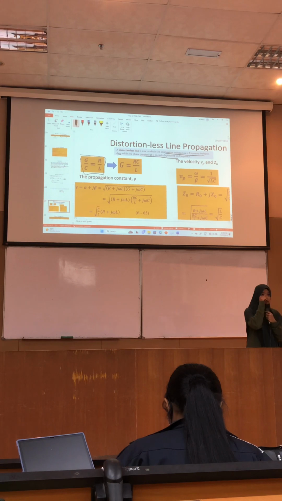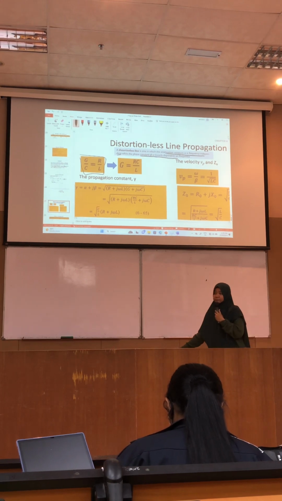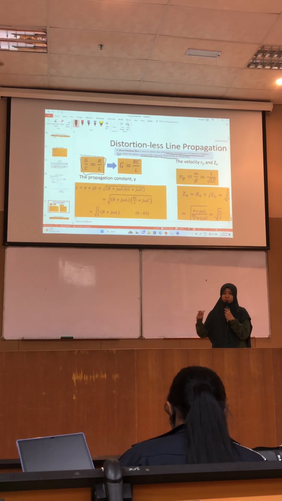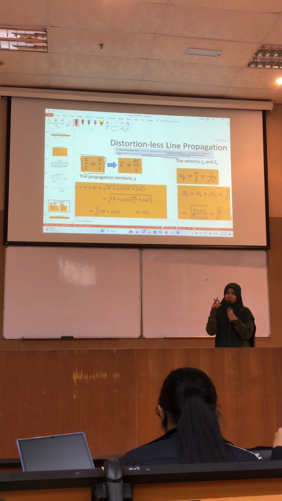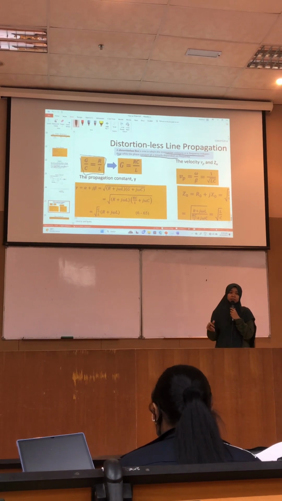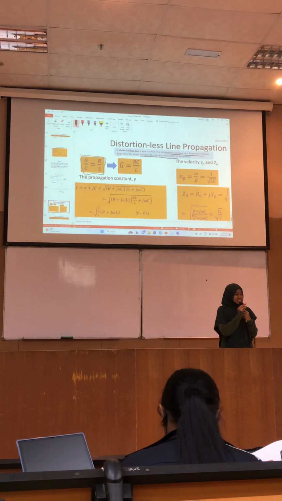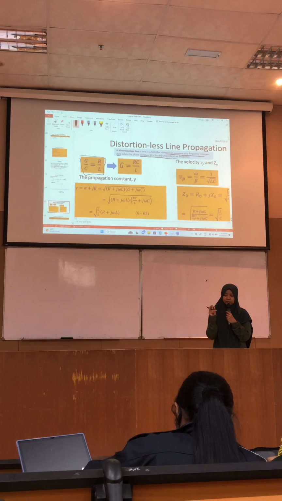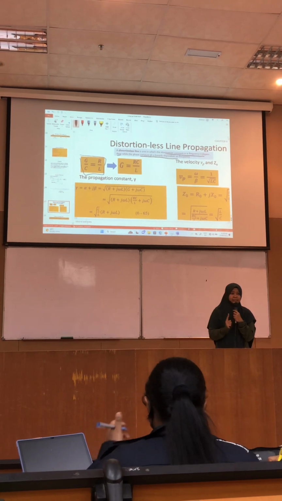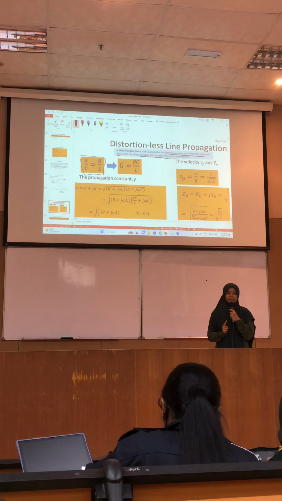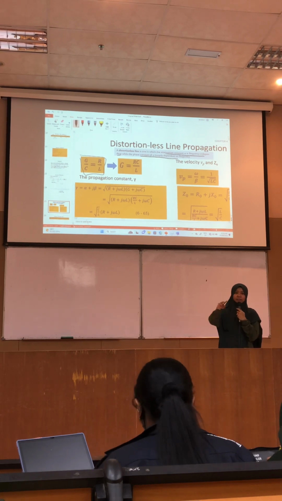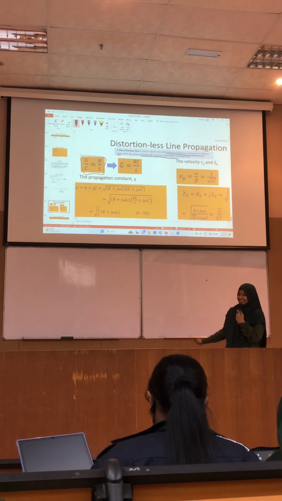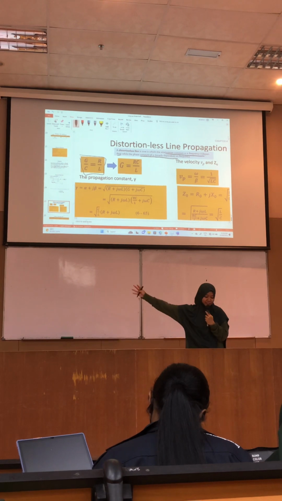Nak cari conductance. Sepatutnya was supposed to be G is equals to 1 over R, betul? R equals 1 over G. Okay, distortionless ni dia beza sikit. A little bit different. The application for distortionless line is basically for your telephone system. Nanti kita balik cari kat Google, sebab kalau nak cerita nanti dia panjang.